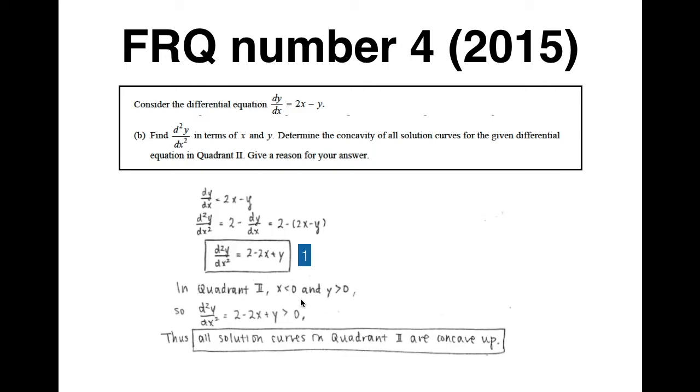For the second part of the question, determine the concavity of all solution curves in quadrant 2. Quadrant 2 is the top left part of the Cartesian plane. X is less than 0, y is greater than 0, so if you go over these three terms, this is positive, of course. This is positive as well because x is negative, and this is positive. So overall, the second derivative is going to be positive. That means that all solution curves in quadrant 2 are concave up. Good job. They find the right answer, and the reason is clear.